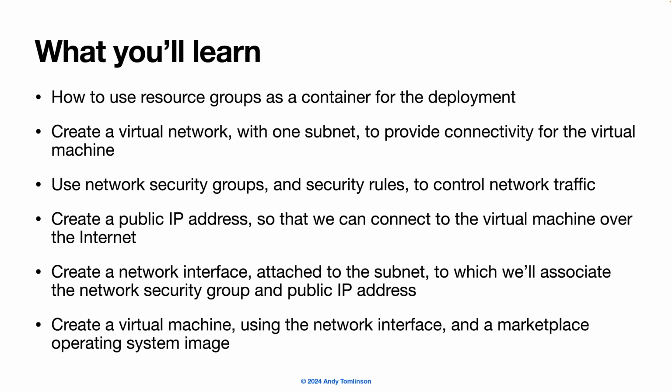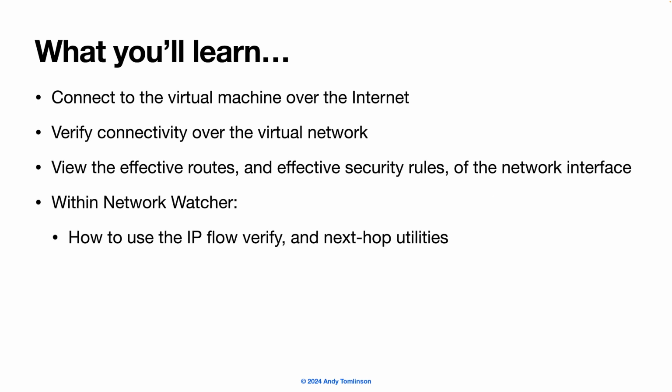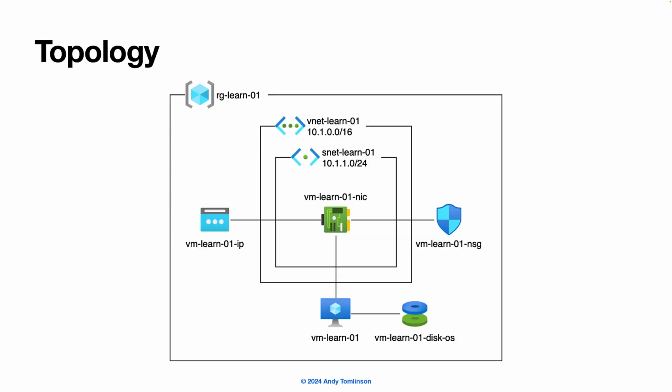marketplace operating system image. We'll then connect to the virtual machine over the internet, we'll verify connectivity over the virtual network, and we'll view the effective routes and effective security rules of the network interface. We'll then look at Network Watcher and learn how to use the IP flow verify and next hop utilities. Let's review the topology diagram for this lesson.